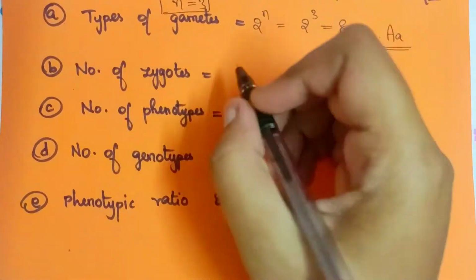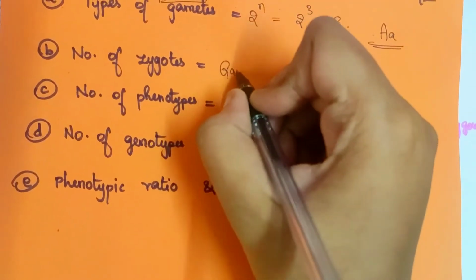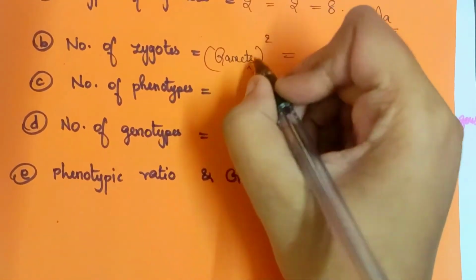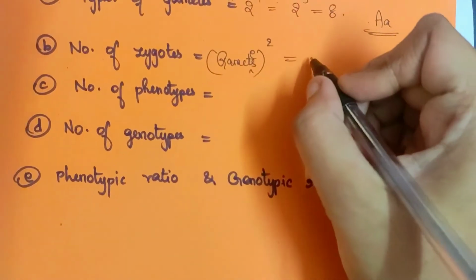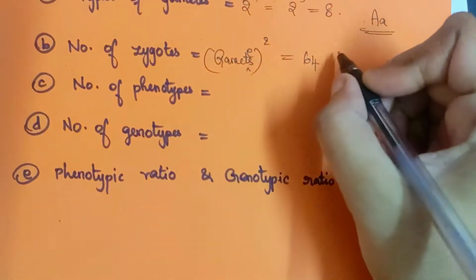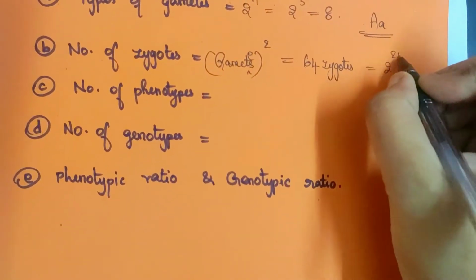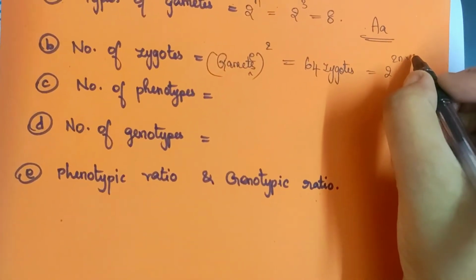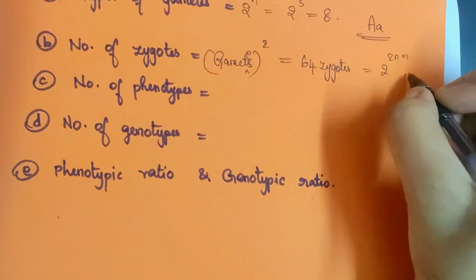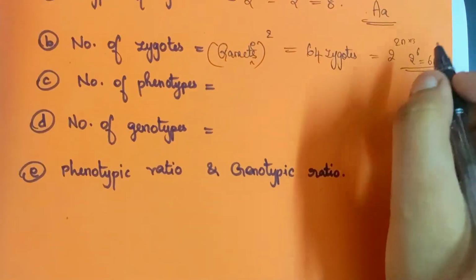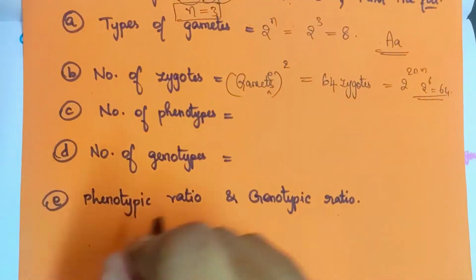Next question, number of zygotes. Zygotes is nothing but gamete square. Whatever number of gametes you got, that one you square. So it will be 8 square, 64 zygotes you get. Otherwise also you can put 2 power 2n. Here n is 3, so 2 into 3, 2 power 6 is also 64. Like that also you can do, which is correct, but that takes some time. If you are good in maths, you can do that.